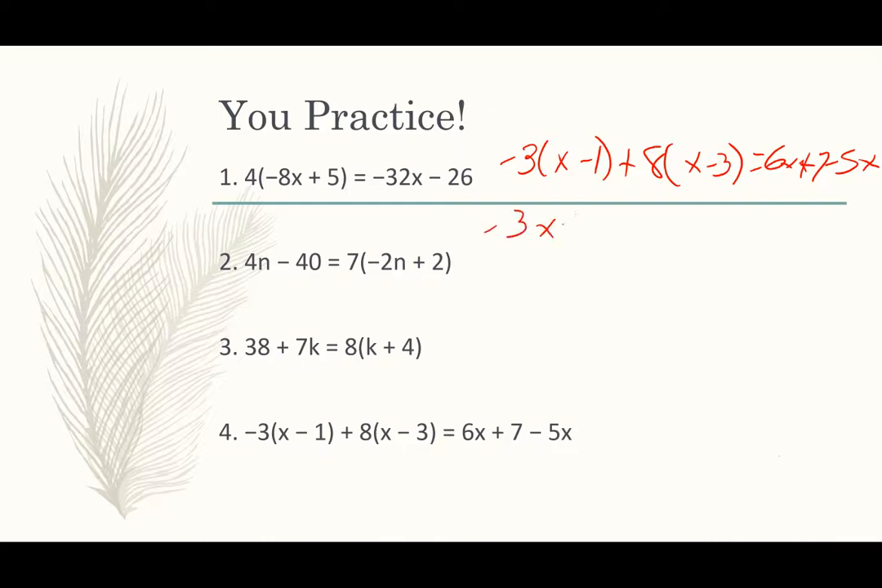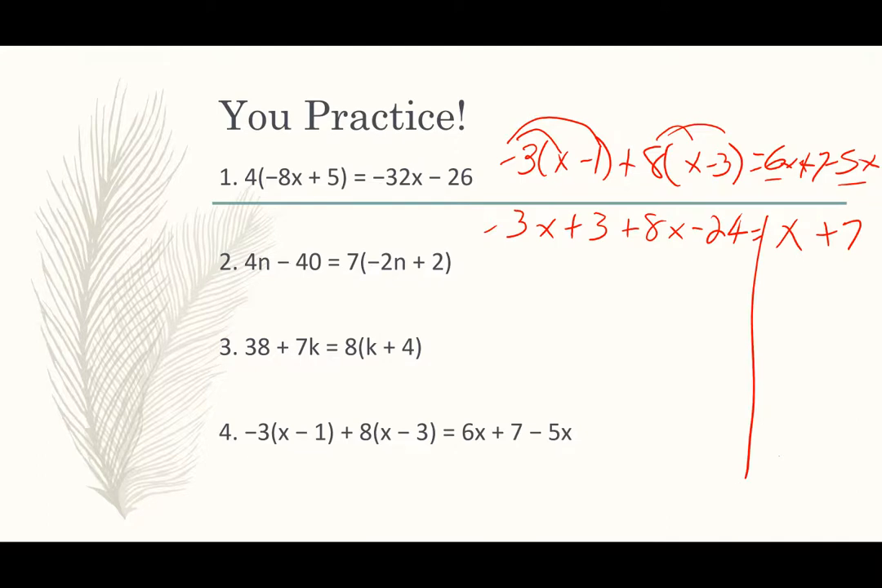So it'll be negative 3x and then positive 3 because a negative times a negative there is going to make a positive 3. Distribute the 8. We're going to have 8x and negative 24 equal to, I'm going to go ahead and combine these x terms, the 6x and the minus 5. 6 minus 5 is 1. So combining those, it's just going to be 1x and then bring that plus 7 with it.